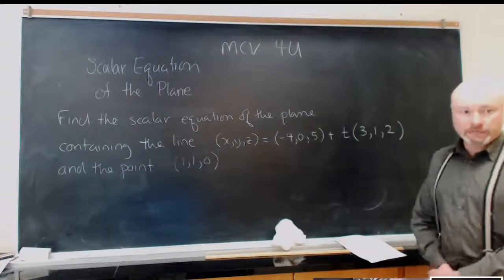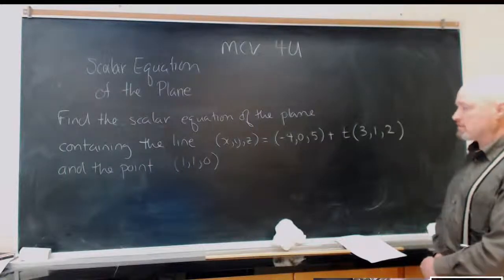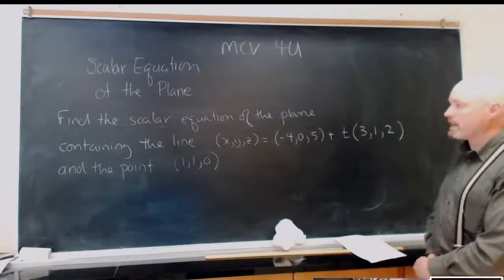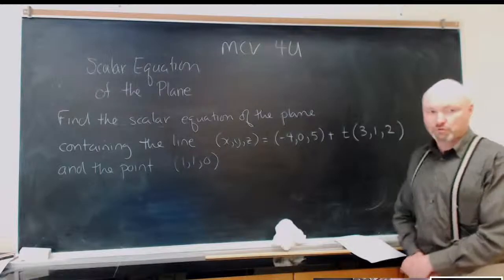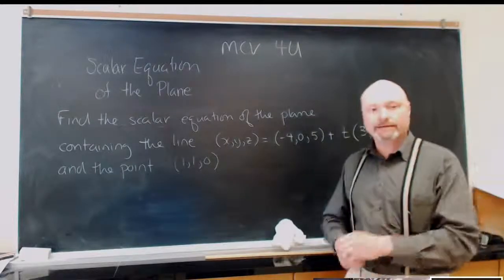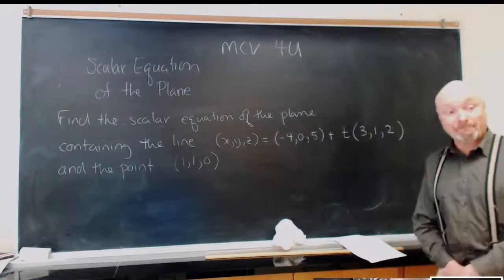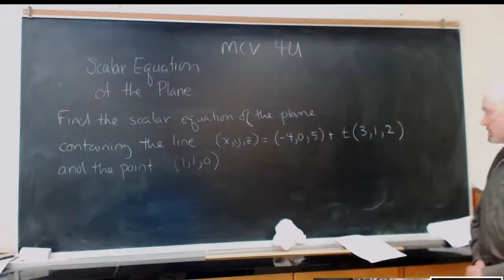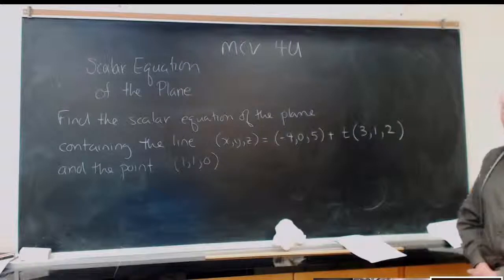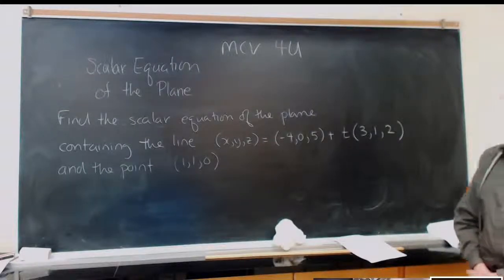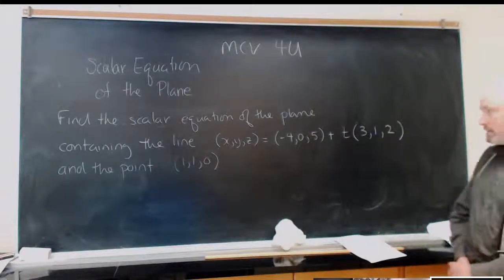So basically, we need two direction vectors from this plane so that we can use the cross product to calculate the normal vector for the plane, because that gives us our A, B, and C. So who can tell me one direction vector for the plane? Just looking at this one.